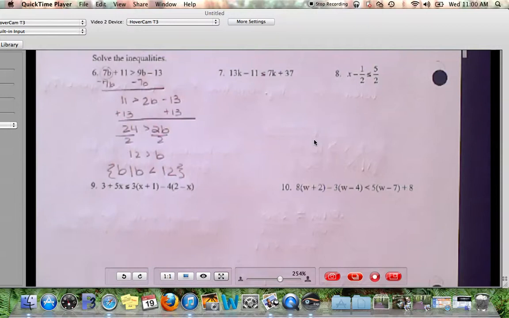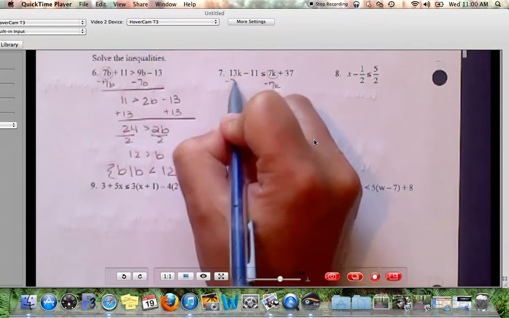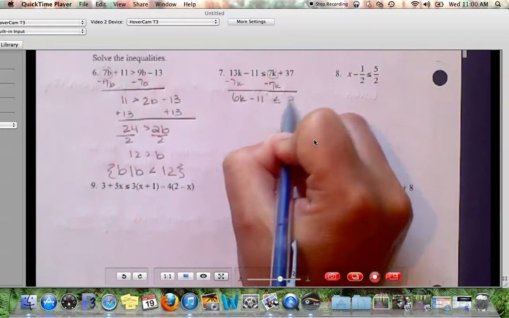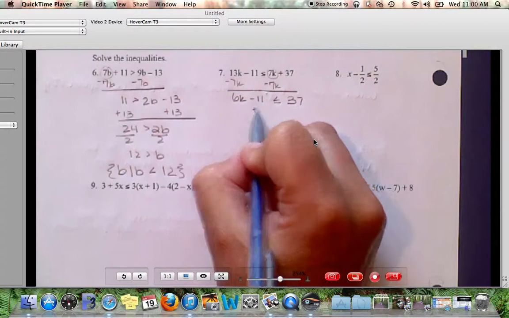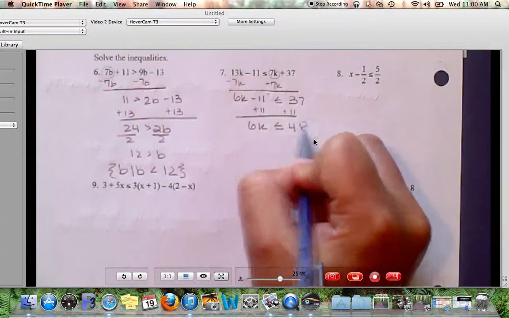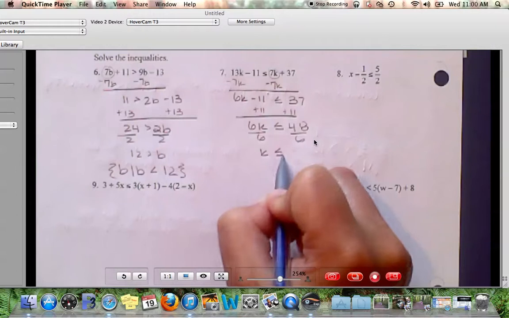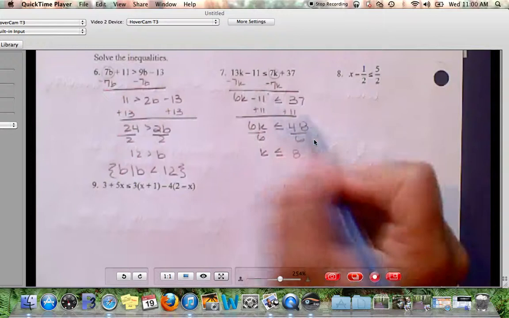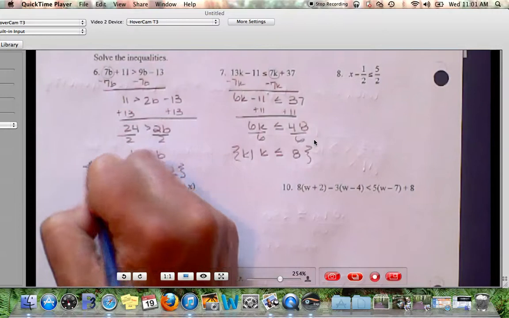Number 7. Collect your variables on one side, so we're going to move the 7k over. So we get 6k minus 11 is less than or equal to 37. Then undo your addition and subtraction, so we add 11 to both sides. We get 6k is less than or equal to 48. Divide by 6. K is less than or equal to 8. I did not divide by any negative numbers or multiply by any negative numbers. So there was no flipping in this problem. This one we flipped once right here.